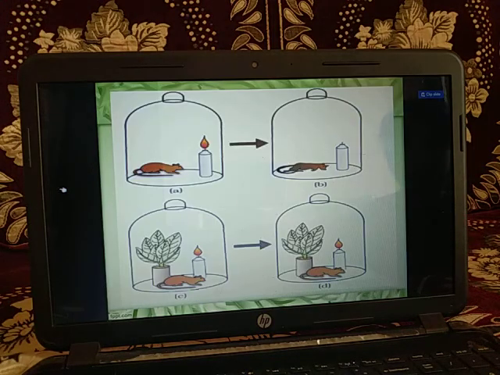So in your NCERT book you have seen that if only a mouse is kept then it will die. If a candle and mouse are both kept then also both will die. But if the candle is provided with one plant, and there is one mouse or any animal kept under the bell jar, then both will survive. That means the candle will not extinguish and the rat will also not die.